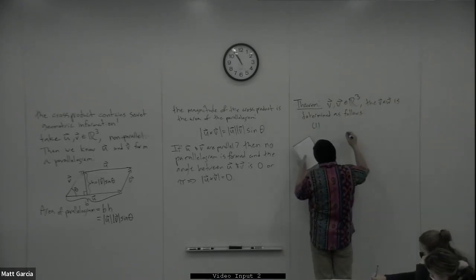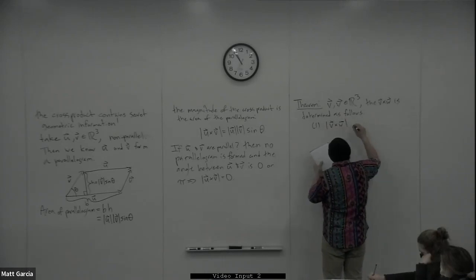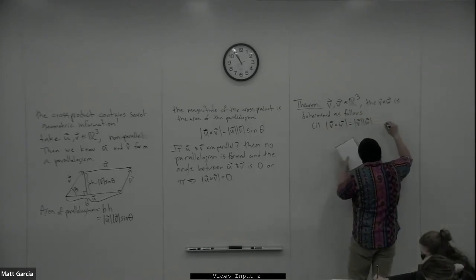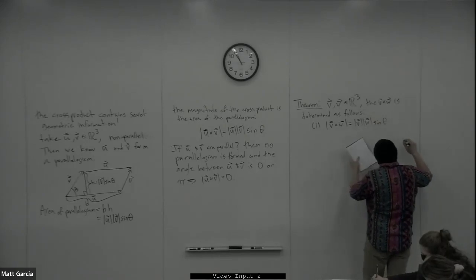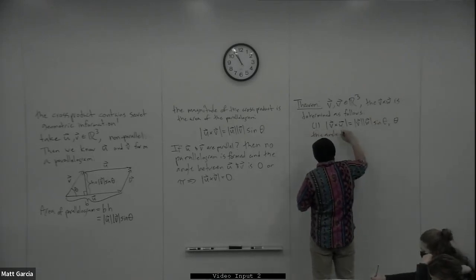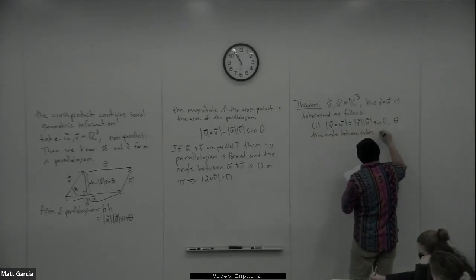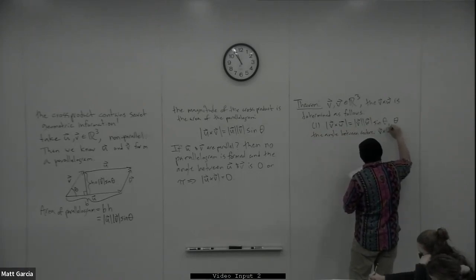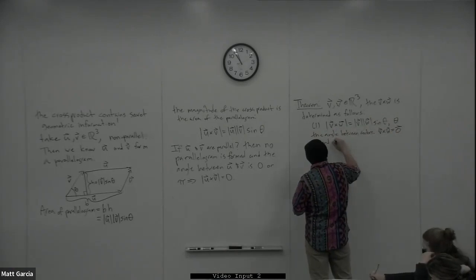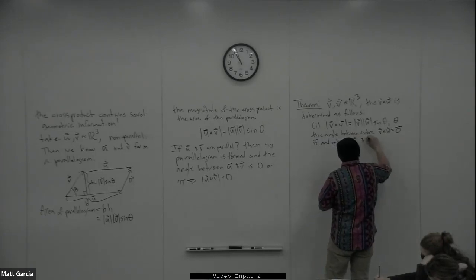1. Basically, what we just derived. The magnitude of v cross w is equal to the magnitude of v times the magnitude of w times sine theta, theta the angle between the vectors, and this cross product is the 0 vector if and only if v and w are parallel.